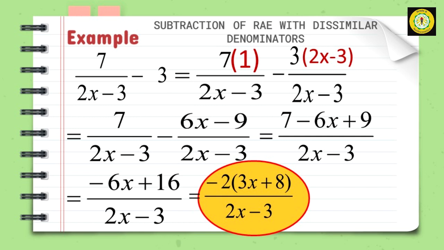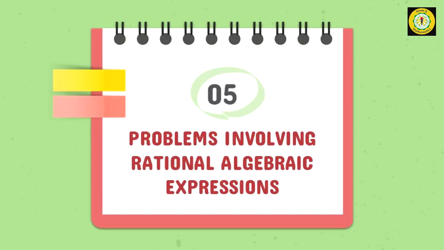Last example. 7 over 2x minus 3 minus 3. The LCD is 2x minus 3. Divide the LCD to the denominators. Multiply the quotient to the numerators. Simplify. The answer is negative 2 times the quantity of 3x plus 8 over 2x minus 3.